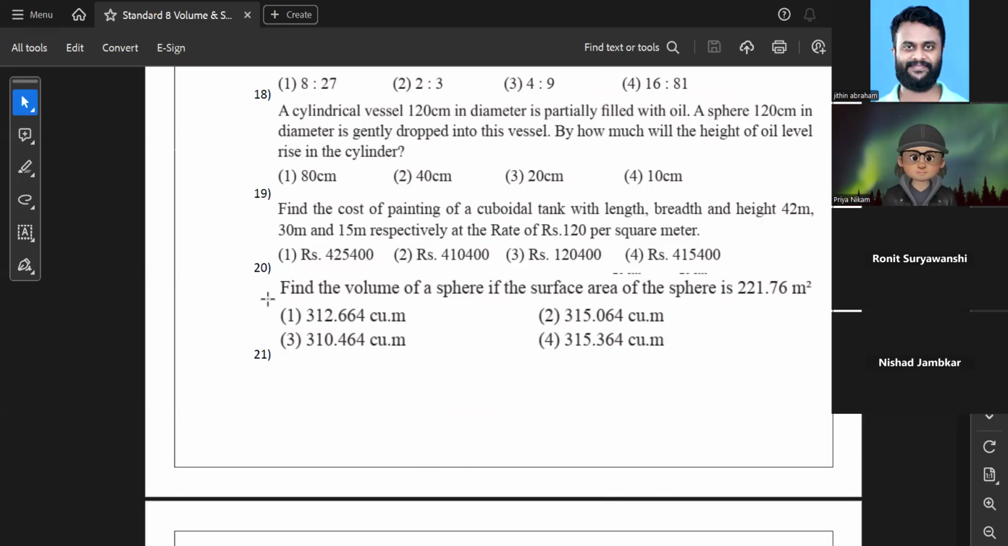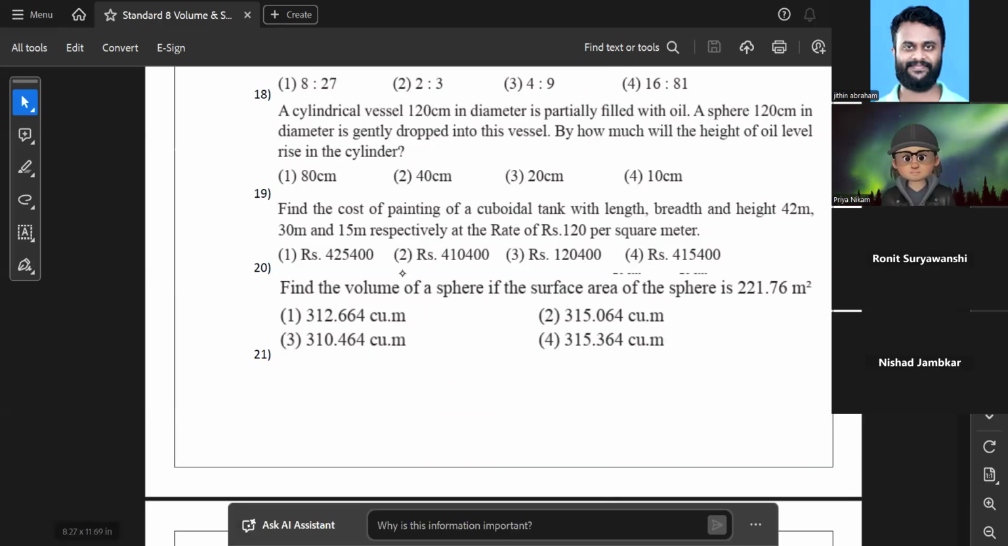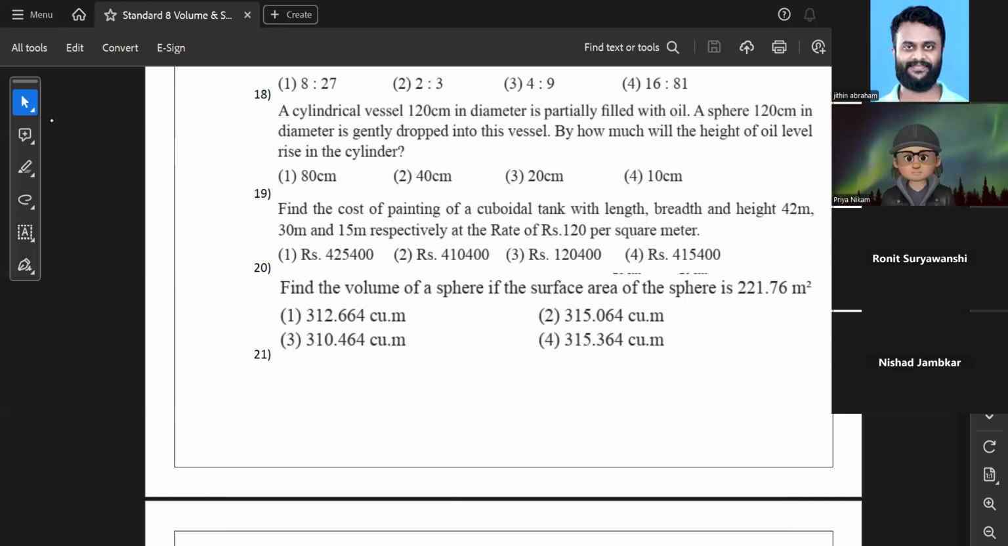Okay, let's go for the 19th problem now. A cylindrical vessel, 120 centimeter in diameter, is partially filled with oil. A sphere of 120 centimeter in diameter is gently dropped in the vessel. By how much will the height of the oil level rise in the cylinder?